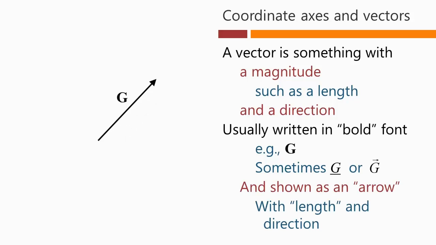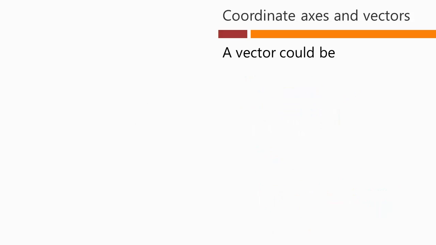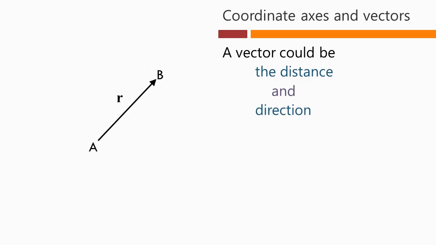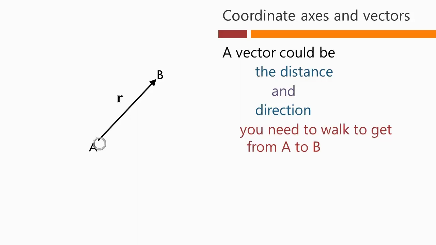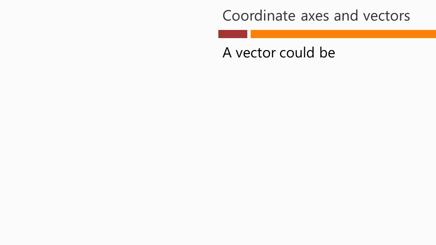And the vector here is shown as an arrow with both a length to it and a direction as given by the arrow. A vector could be, for example, the distance from point A to point B here, and the direction that we have to go between A and B. What direction would we have to walk in, and what distance would we have to walk to get directly from A to B?